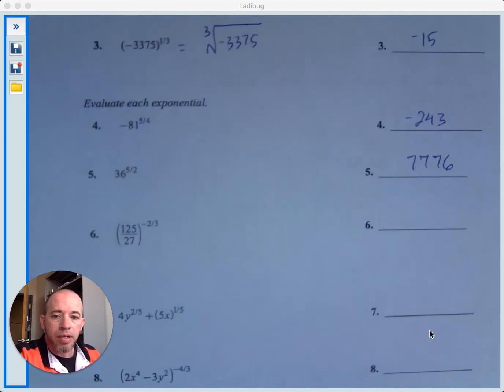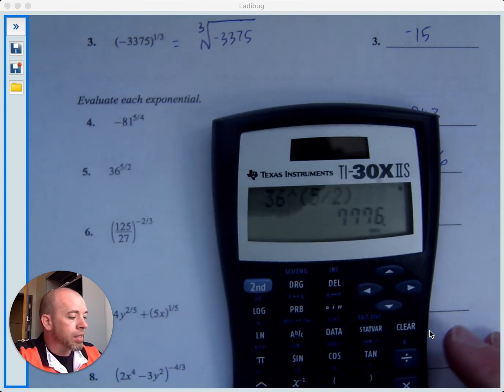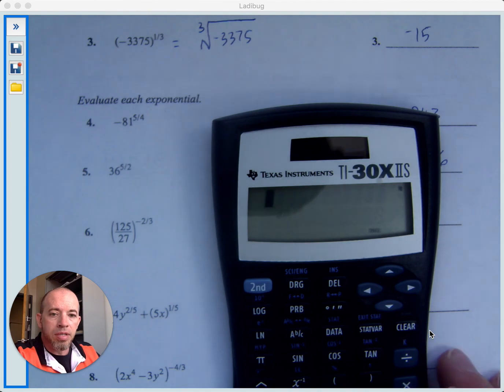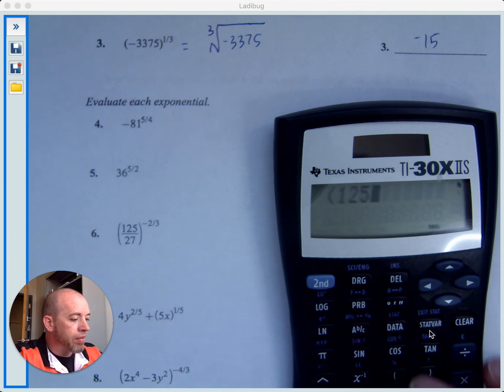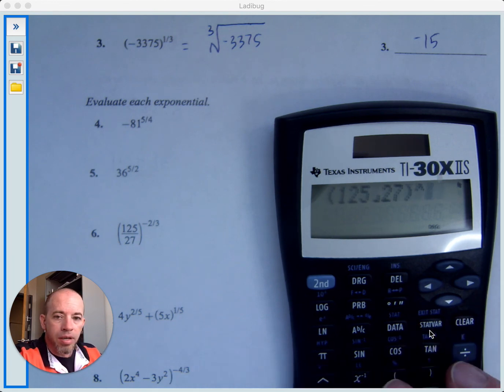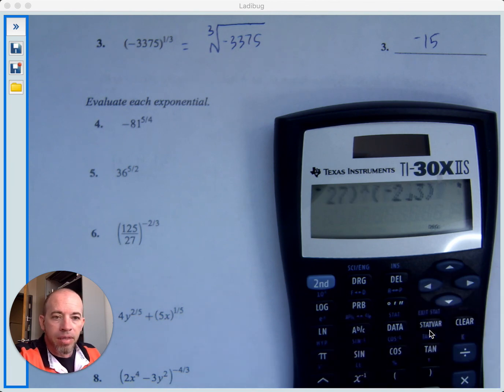The next one is kind of messy, but we can do it. We got to make sure we use parentheses appropriately. So in parentheses, I'm going to write the fraction 125 over 27. And I'm going to take this to the -2/3 power, so the -2/3 power. Let's see what happens.